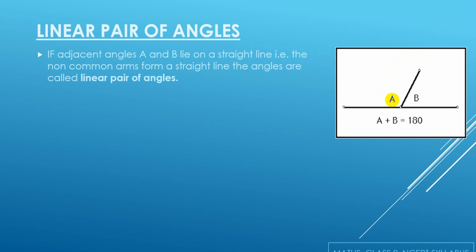In this figure, we can see this common arm. If I consider these two angles A and B, the common arm is lying on a straight line. This is a straight line. So that means when I add up A and B, it will give me 180 degrees. So I can say that A and B are the linear pair of angles.